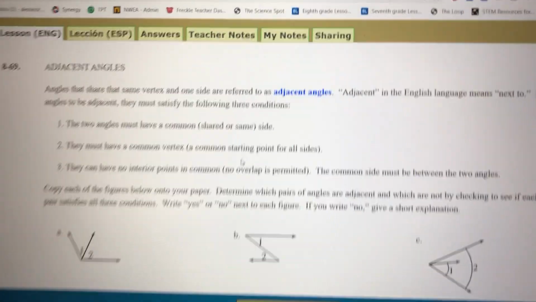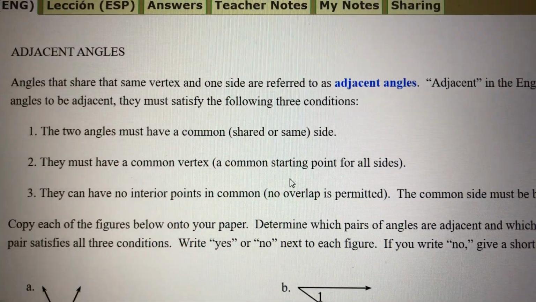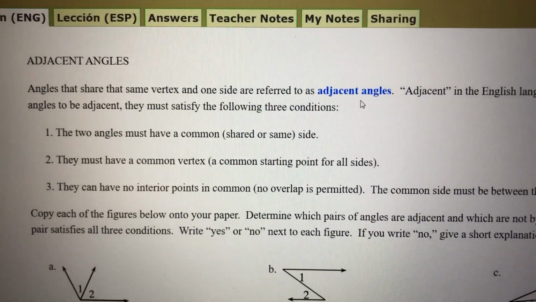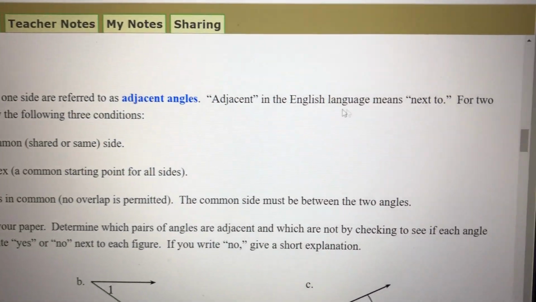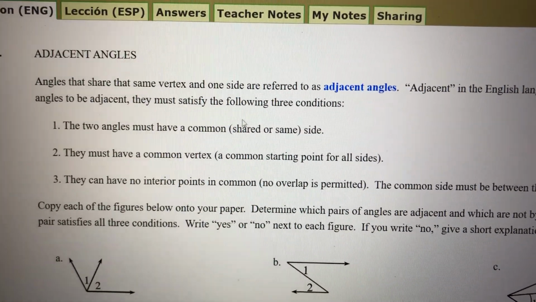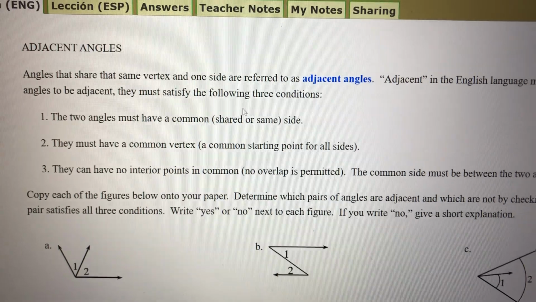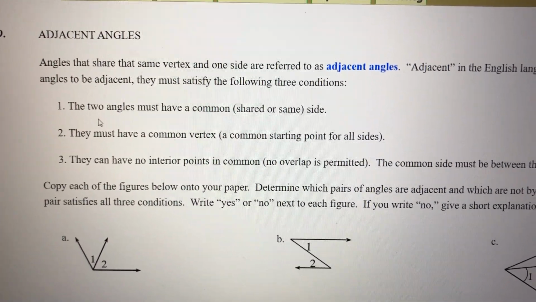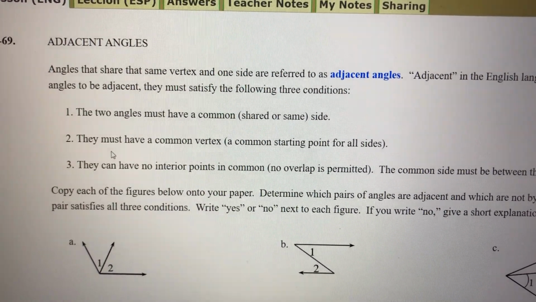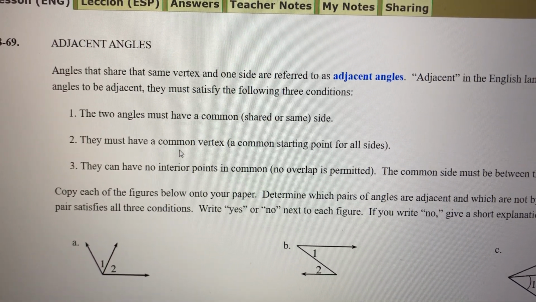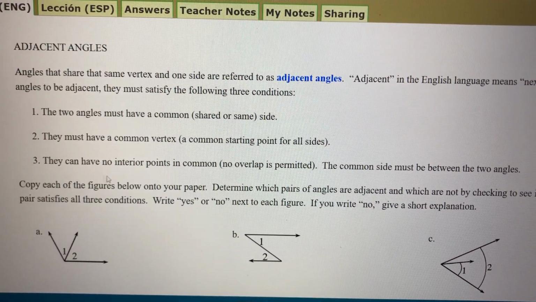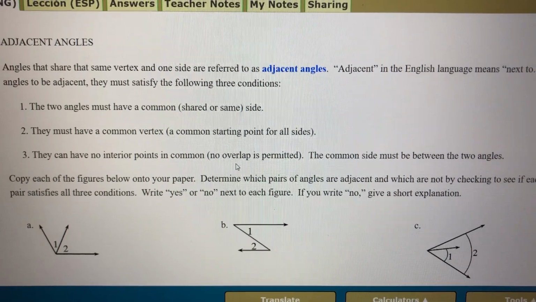Okay, let's look at adjacent angles. So angles that share the same vertex and one side are referred to as adjacent angles. Adjacent in English means next to. For two angles to be adjacent, they must satisfy the following three conditions. Number one, the two angles must have a common or shared side. They must have a common vertex, so a common starting point for all sides, and they can have no interior points in common, so no overlap.